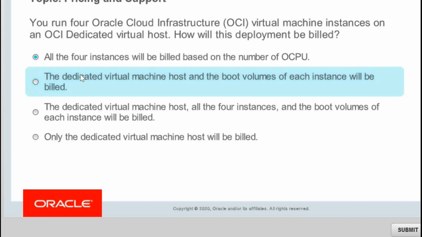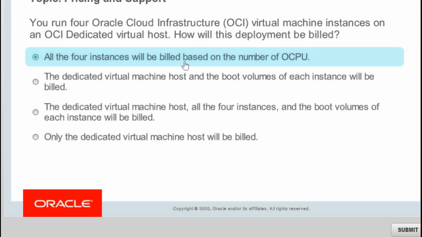So that is our last question. You run 4 Oracle Cloud Infrastructure virtual machine instances on an OCI dedicated virtual machine host. How will this deployment be billed? There is a virtual machine host, and on the host you are running 4 different VMs. So this is one particular hardware and you are using 4 virtual machines on that hardware. How will the bill be generated for that?